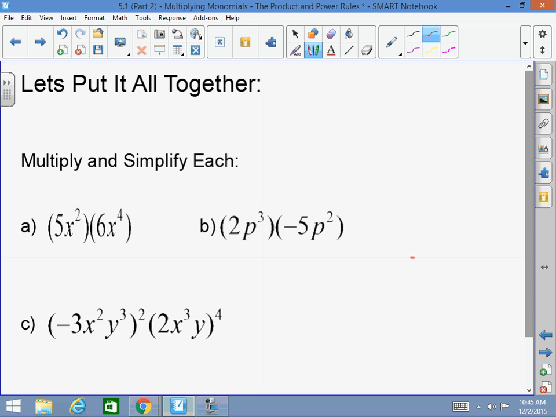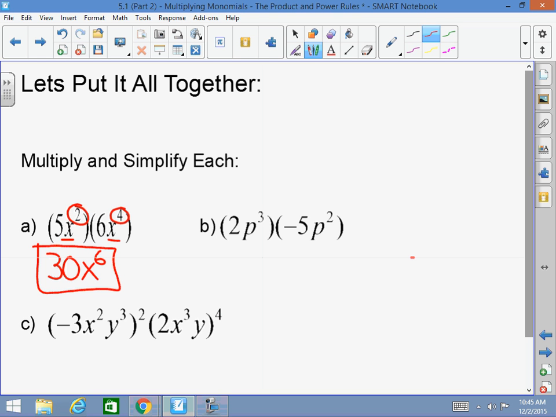What would I get there, my brother? Yeah, 30. X. No. Why would you be multiplying? You're multiplying the same base, so you're adding the exponents, so it'd be 30x to the sixth. When you multiply the same base, you add the exponents. When you raise a power to a power, you multiply the exponents. Thank you for caring, and thank you for trying.